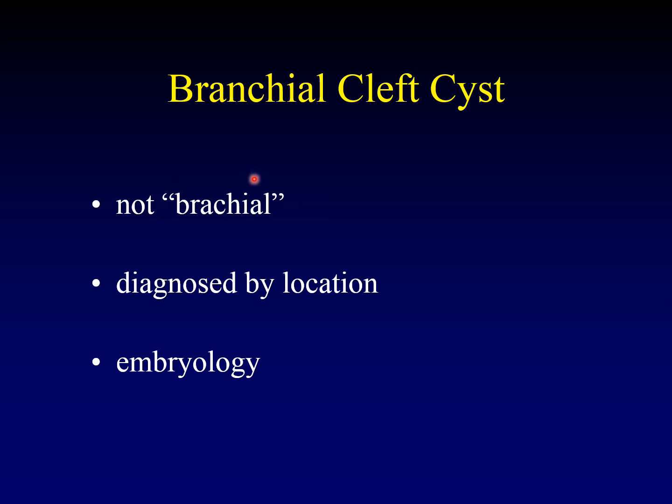The word brachial refers to the arm. The word branchial refers to gills and reflects the embryological origin of these lesions. Branchial cleft cysts are diagnosed by location, location, location. Unlike lymphatic malformations, which can occur anywhere, branchial cleft cysts always occur in very predictable locations, so you can usually suggest a specific diagnosis. In order to understand these locations, once again, it's useful to go back and review the embryology of the neck.